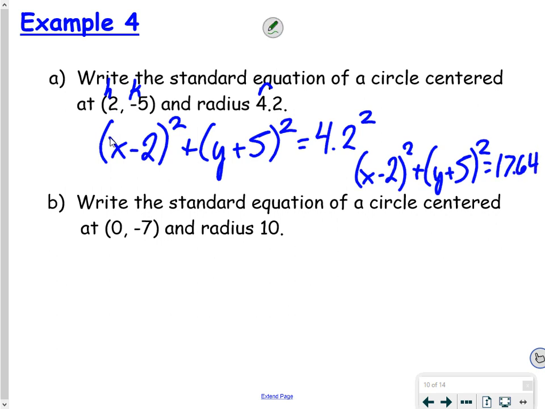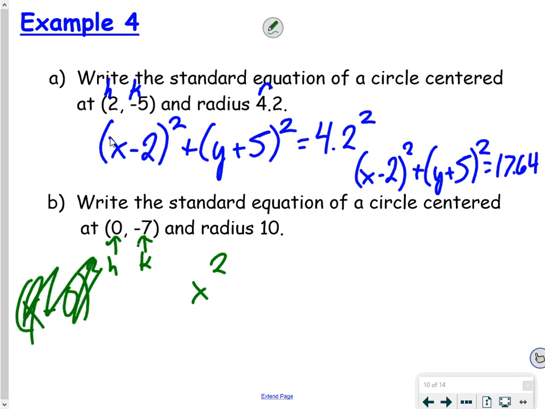For the next one, notice there's no change. In our center, that x coordinate is already at 0, so that means we don't have to write x minus 0 squared. That'd be kind of redundant. It's not wrong if you do, but we just don't have to.